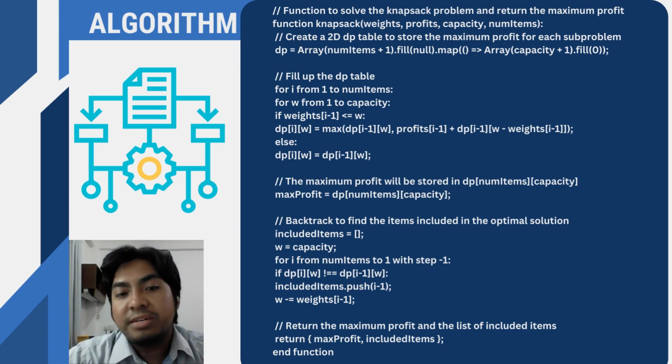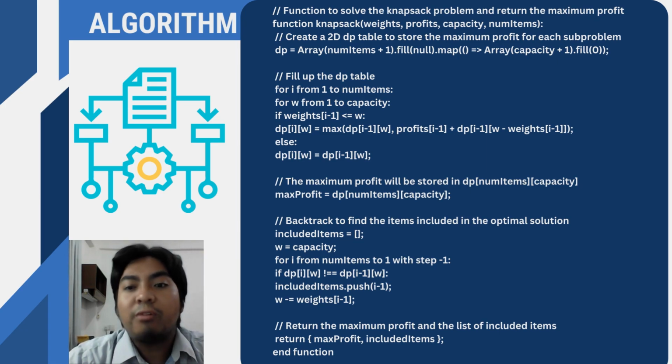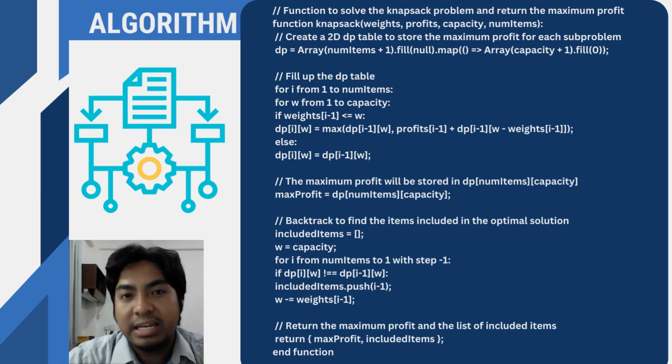Next, initialize the base case. We start by initializing the DP table for the base case. The base cases are when there are no items to consider, where i equals 0, or when the knapsack capacity is 0. In this case, the maximum profit will be 0 for the base case.